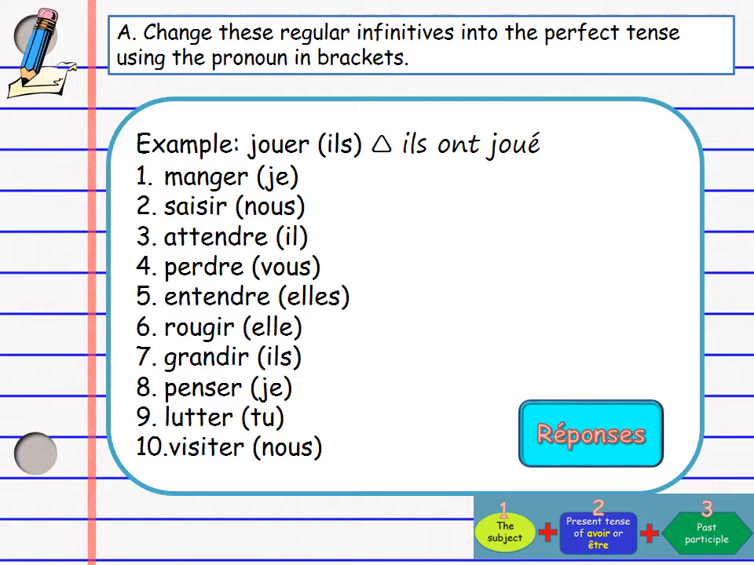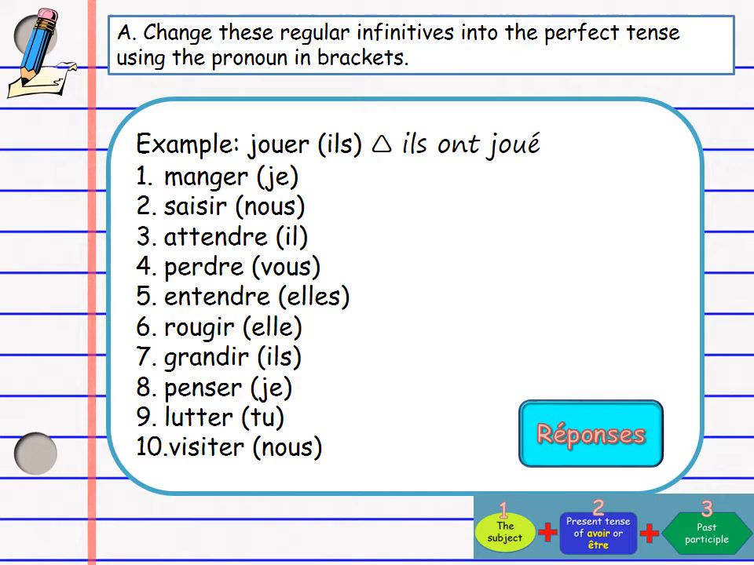Right, so let's have a go ourselves at conjugating these verbs. That means changing them, putting them into the perfect tense. So you've got the example there. Jouer is your infinitive. So we know that with an ER verb, you take off the ER and you put on E with an accent, and that gives you your past participle.